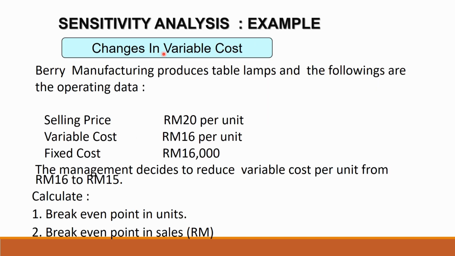Okay, number 1, changes in variable cost. So this is the original data. Berry Manufacturing produces table lamps and the following are the operating data. Selling price RM20 per unit, variable cost RM16 per unit, fixed cost RM16,000. The management decides to reduce variable cost per unit from RM16 to RM15. So we want to see the changes in variable cost, what will happen to the break-even point. So we have to calculate the break-even point in units, and number 2, the break-even point in sales or RM.